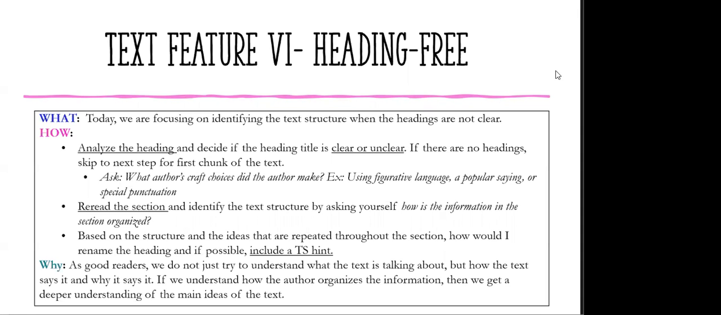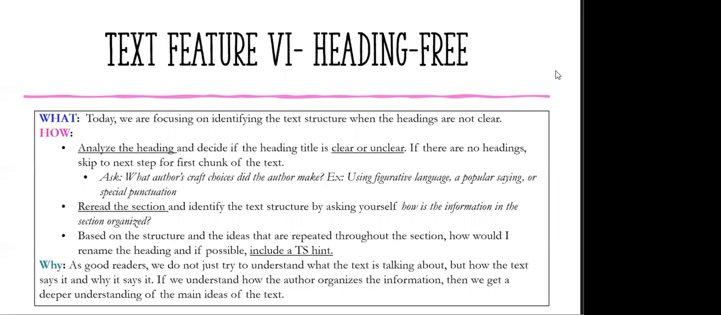Then we also reread the section and identify the text structure by asking ourselves, how is the information in the section organized? Based on this structure and the ideas that are repeated throughout the section, how would I rename the heading and, if possible, include a text structure hint? As good readers, we do not just understand what the text is talking about, but how the text says it and why it says it.